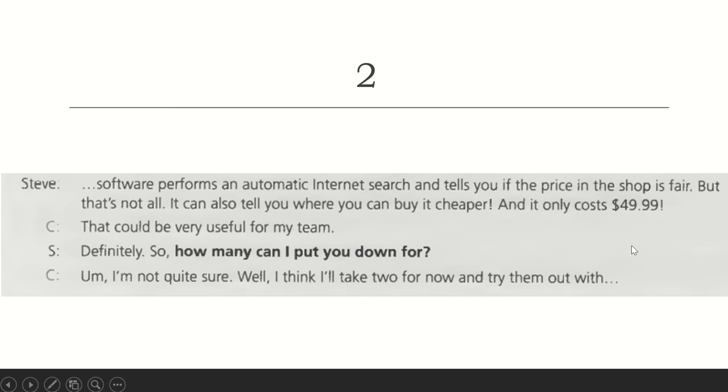Conversation 2. Software performs an automatic internet search and tells you if the price in the shop is fair. But that's not all. It can also tell you where you can buy it cheaper. And it only costs $49.99. That could be very useful for my team. Definitely. So, how many can I put you down for? I'm not quite sure. Well, I think I'll take 2 for now and try them out with my team.